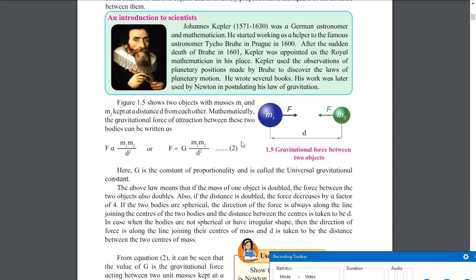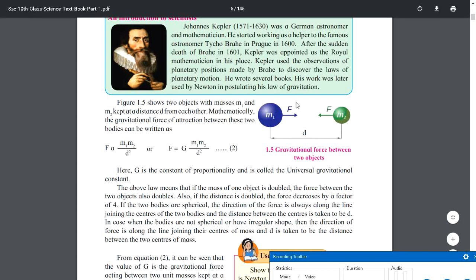Okay, now let's understand. Let's say these are two objects, with masses m1 and m2, and they are apart from each other by a distance d. Newton said that the force between these two objects is directly proportional to m1 m2. You can see here, and since it is inversely proportional to d square, d is in the denominator. This was the proportionality. So he found some constant G, called G the constant of proportionality, and named it the universal gravitational constant.